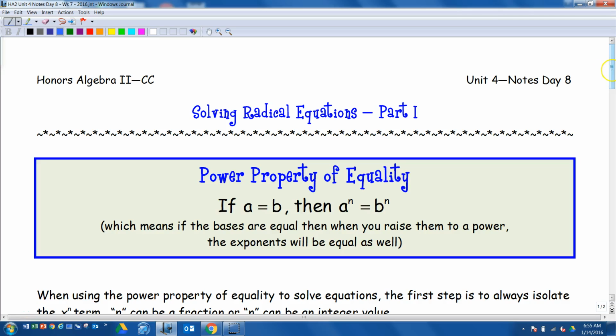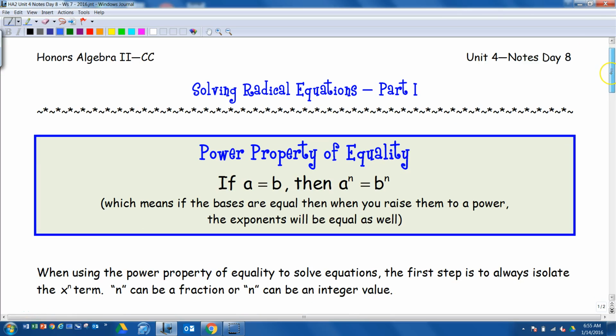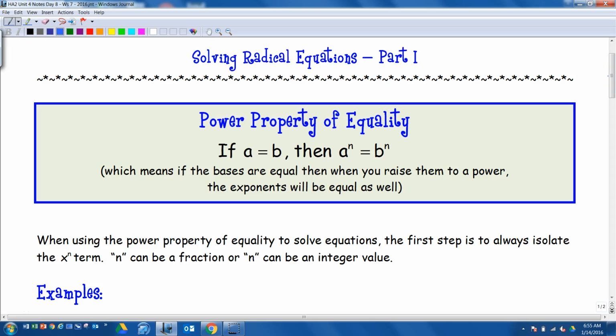Alright class, today we're going to look at solving radical equations. Big important property to note: if you have two things that are equal, like a base that are equal, then you can either A, raise both sides to the same power, or if you get it looking like this, then you can state that the powers are equal.